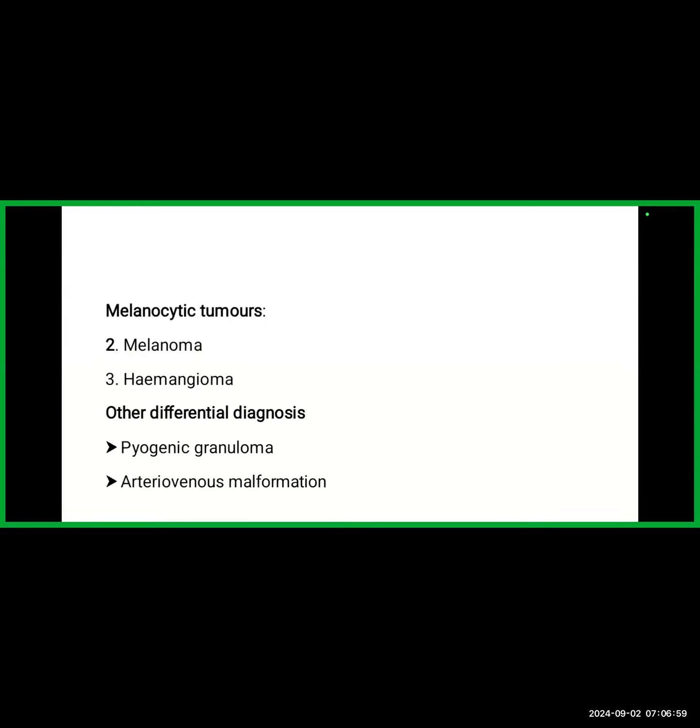Another one is melanoma, a malignant tumor of melanocytic cells. We also have hyperpigmentation, this scale variation that may confuse somebody with Kaposi sarcoma. Hemangioma, which is a benign vascular tumor, also can present like Kaposi sarcoma. Other differential diagnoses: pyogenic granuloma, arteriovenous malformations.